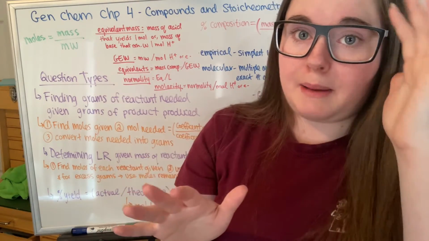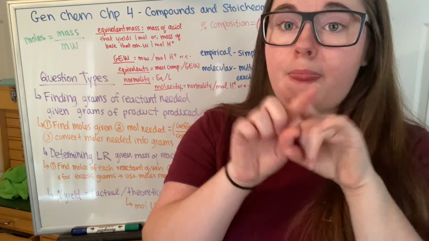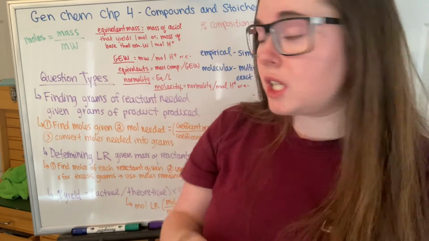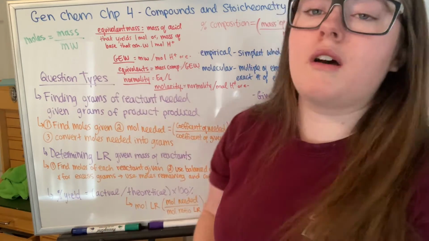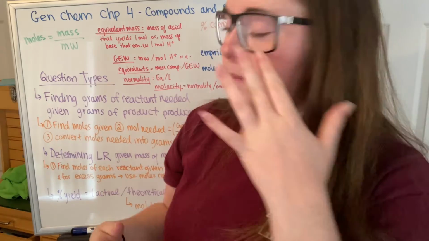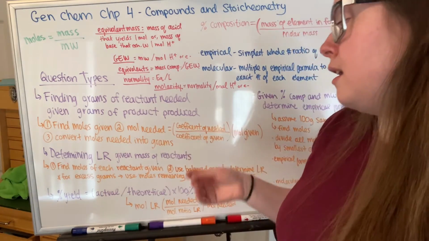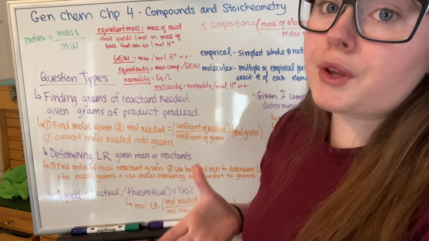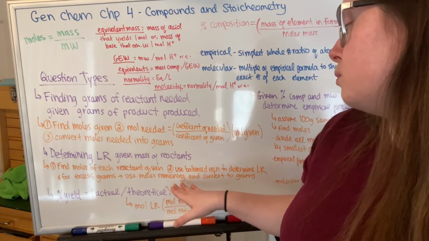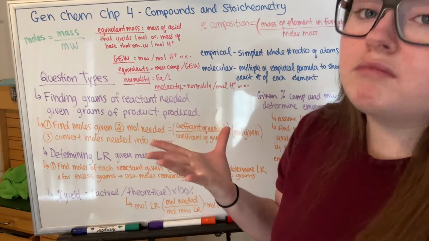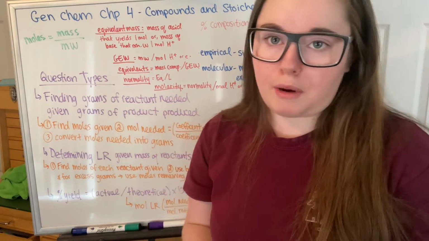Just as a quick example, you're looking at the mole ratios in the balanced equation, and also at the moles of the reactants that they give you. And to find the excess grams of the other reactant, you just use the remaining moles that you have and convert them into grams.